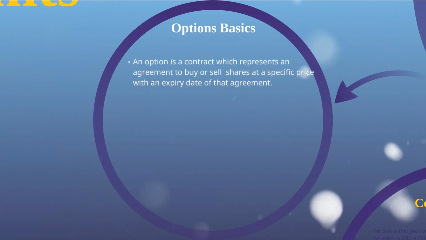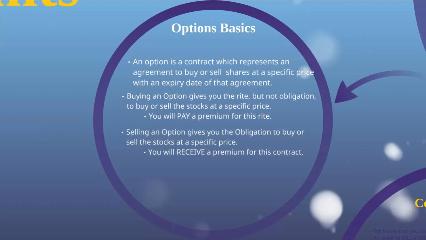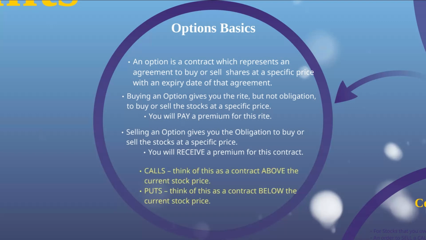Some basics. An option is a contract that represents an agreement to buy or sell shares at a specific price with an expiry date of that agreement. Buying an option gives you the right but not obligation to buy or sell the stocks at a specific price. To do that, you have to pay a premium if you want to buy an option. However, selling an option gives you the obligation to buy or sell the stocks at a specific price. With that, you will receive a premium for this contract, cash. Two types of options, calls and puts. Think of calls as contracts above the current stock price and puts as contracts below the current stock price.